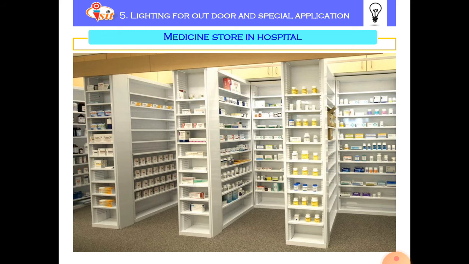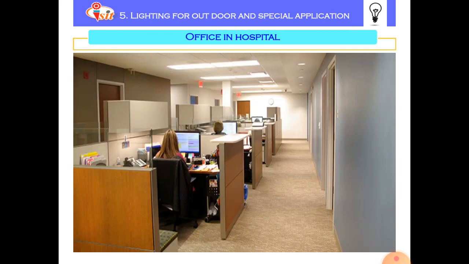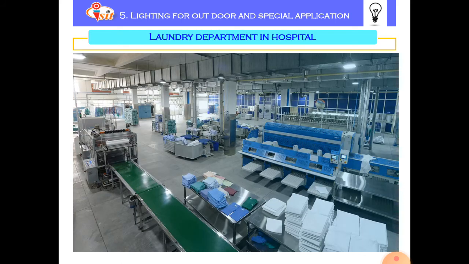Take a look at the medicine store in the hospital. This is the way the medicines are stored in the hospital, and for ease and convenience the illumination is provided in this area. Just take a look at the offices situated in the hospital. They are using localized lighting over each counter or table.